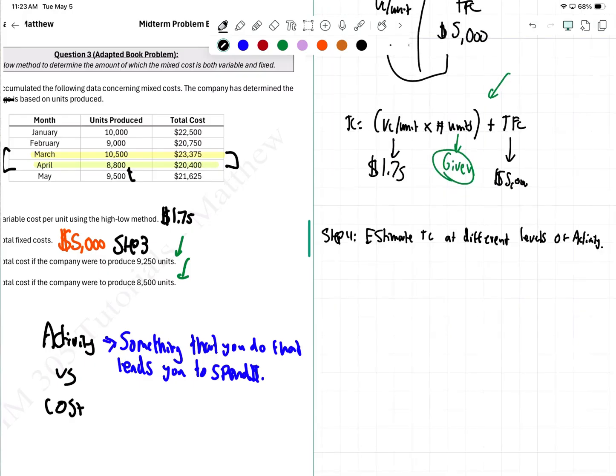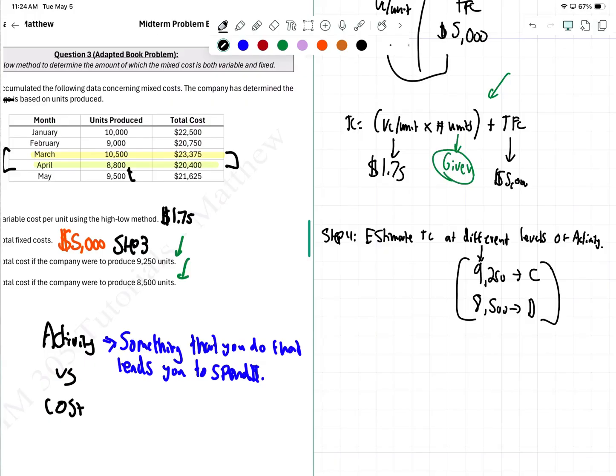Now in this question here, guys, when we say different levels of activity, they ask you 9,250 in required C and 8,500 in required D. Now at this point, when they ask you for the cost at different levels of activity, what is the one thing you need to be careful of in terms of the activity when we're talking about the high-low method? What's the one thing that we're talking about? Guys, think about this.